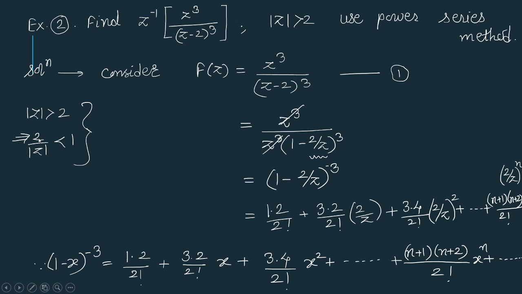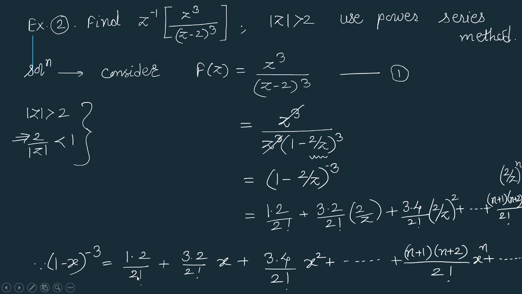We adjust this term as 2 by mod of z, its value is less than 1. For this we take here z cube common from the denominator, and then write down the term as 1 minus 2 by z. We adjust these 2 by z here and then we easily expand by using binomial with negative index. Therefore, we write down this value in the numerator with negative index and expand by using binomial. This is the expansion of 1 minus x to the power minus 3.